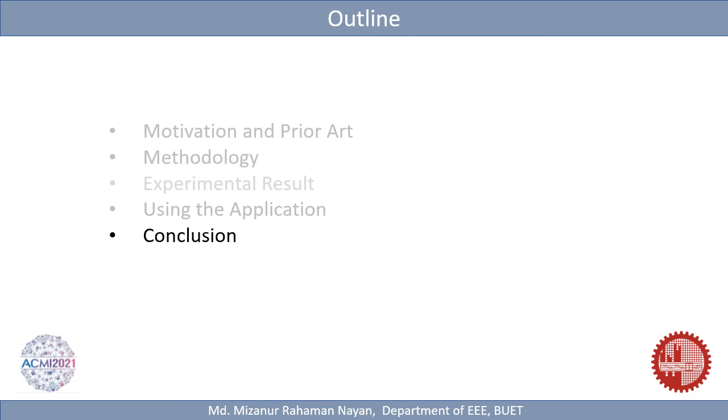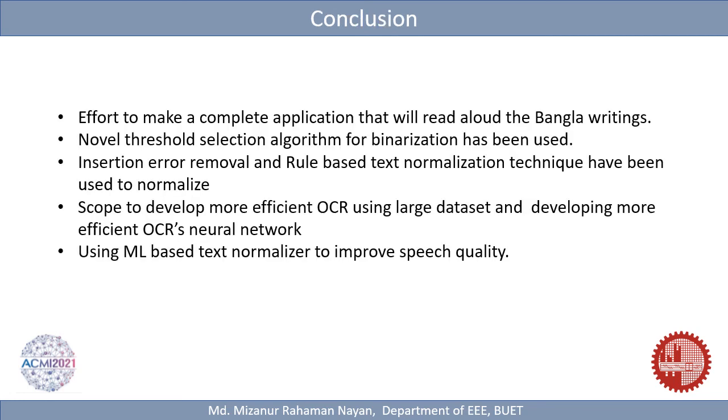Finally, the conclusion. In this study, we tried to make a complete application that will read aloud Bangla writing. A novel threshold selection algorithm for binarization has been used, which improves overall accuracy. In text normalization, insertion error removal and rule-based text normalization technique have been used. There is scope to further improve the overall performance of the application by developing a more efficient OCR using a large dataset and developing a more efficient OCR neural network. A machine learning based text normalizer can also be used to improve overall speech quality.